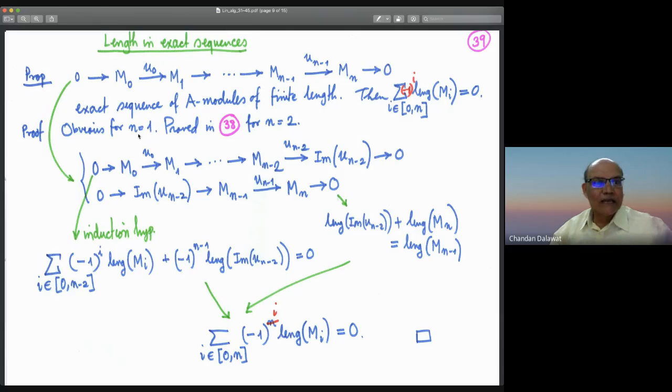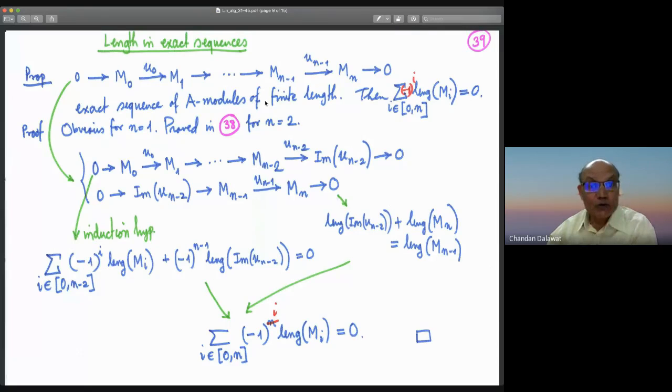And this is obvious. If n is equal to 1, it means that you have a map u0, which is injective and surjective. And so these two modules will be the same module, or isomorphic modules. So they'll have the same length, and the difference of those lengths is of course going to be 0. So that's completely obvious for n equal to 1.